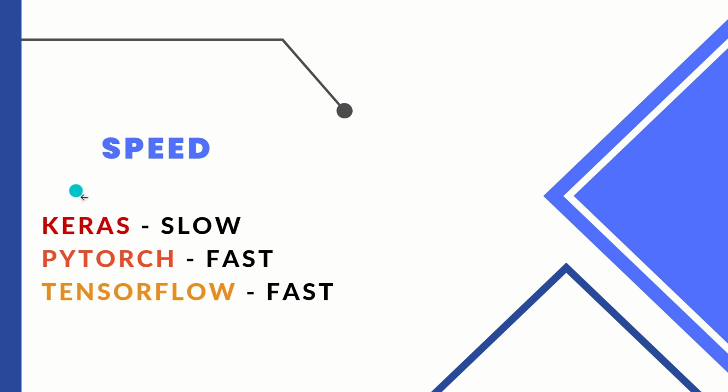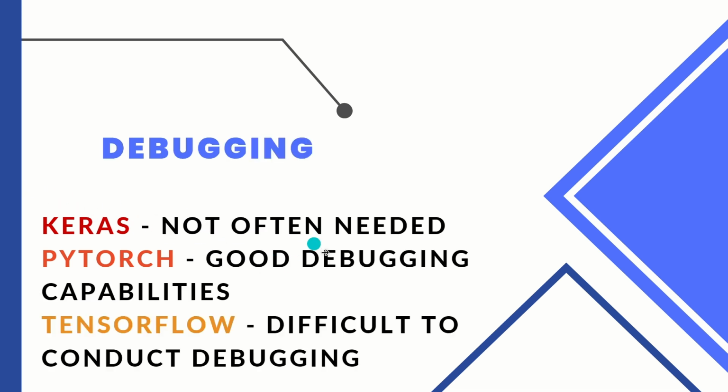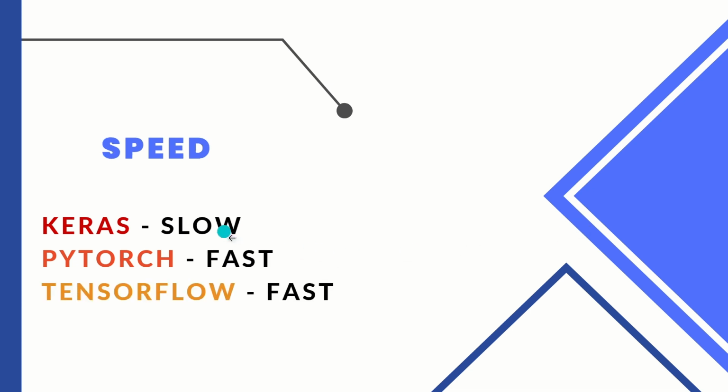Speed. So Keras is slow, PyTorch is fast, and TensorFlow is fast. Now Keras is slow basically because of its extensive validation. You do not need to debug because it will help you in debugging, and that is one of the reasons which makes it slow.